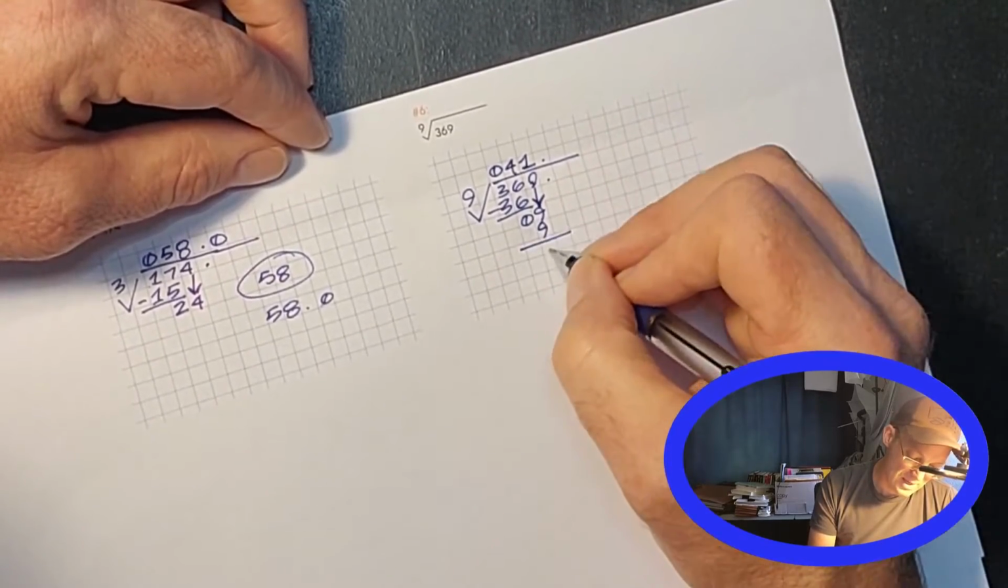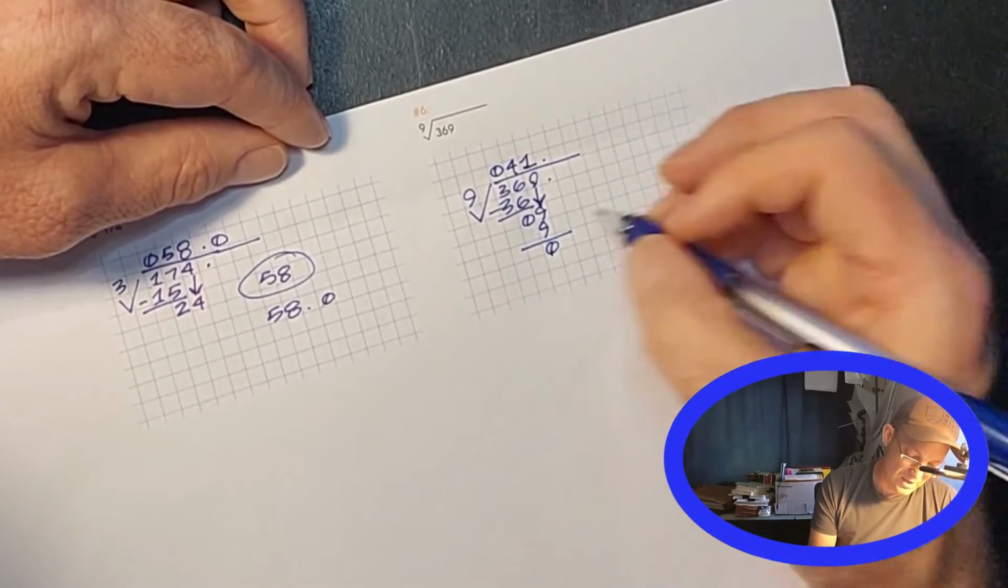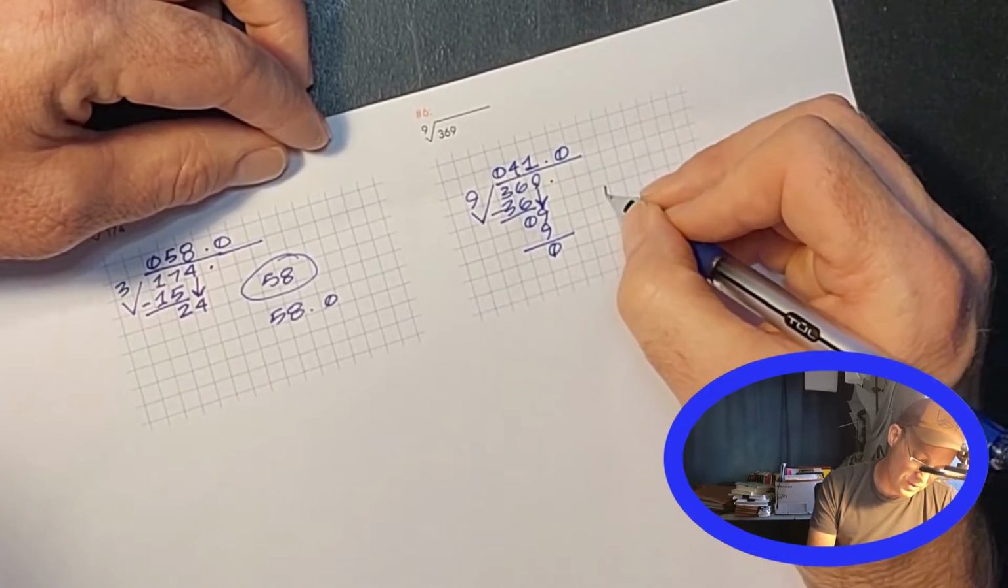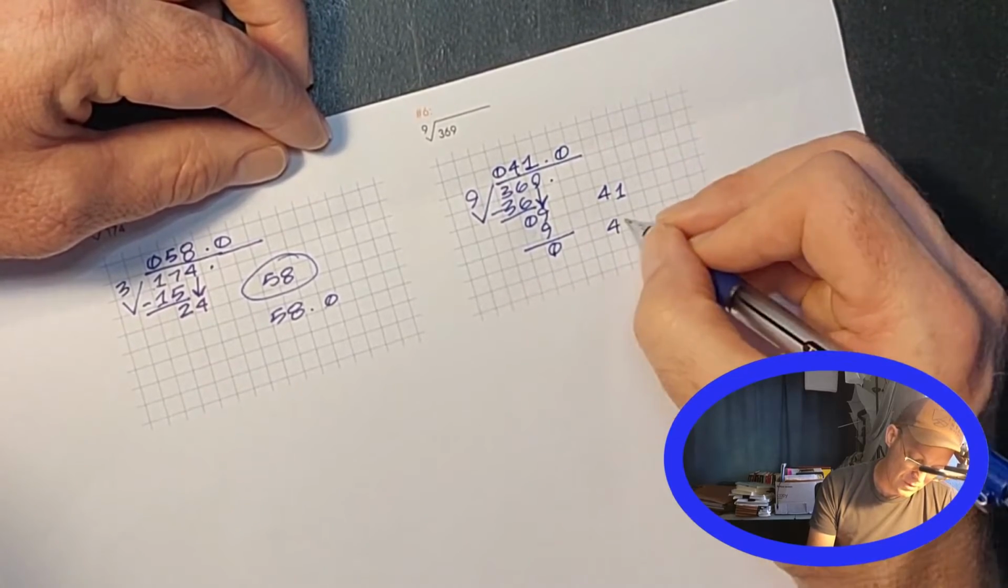1 times 9 is 9. We'll get to 0. We're out of numbers, right? So the answer is 41. Or if you want, 41.0.